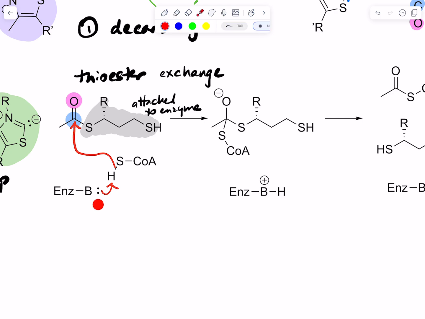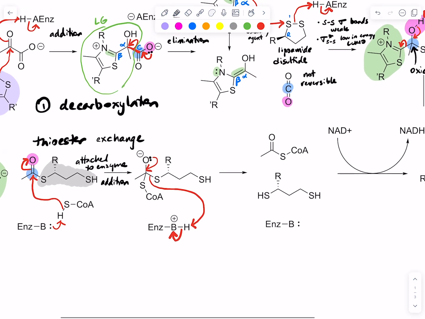So base removes a proton from coenzyme A. The resulting negatively charged sulfur attacks the carbonyl carbon. You break the pi bond, electrons go up onto the oxygen. You get a tetrahedral intermediate. That's an addition step. Then electrons kick down and the thiol from lipoamide leaves as a negatively charged sulfur, and on its way out, it picks up a proton from the conjugate acid of the base.